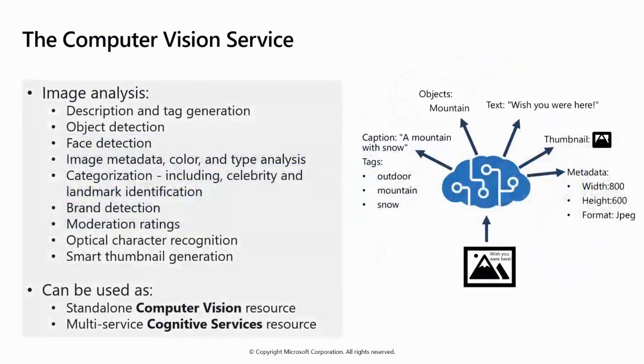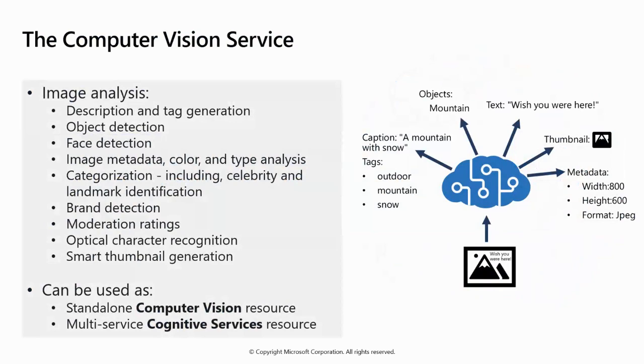The goal of computer vision, a subfield of artificial intelligence, is to enable computers to make sense of visual data, such as pictures and videos. Now, the purpose of the Azure Computer Vision service is to help you get information from pictures. This service gives us features that we can use for description, object detection, face detection, image metadata, category classification, and so on.